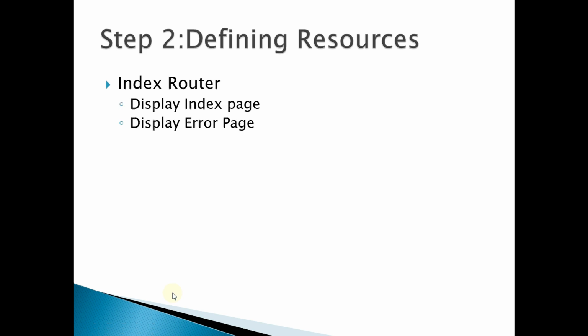This was our first step. The second step is to define the resources. For example, the index router will display the index page. Index means the first information page, a first data set that needs to be sent to the user, and an error data set that needs to be sent to the end user. So index will contain only these two routes.